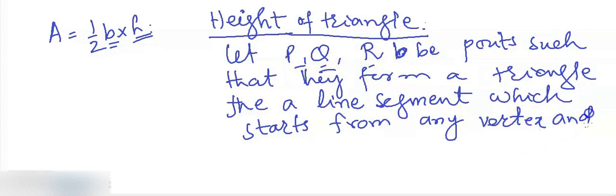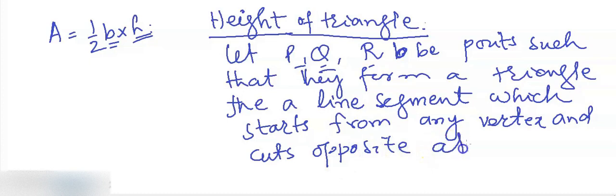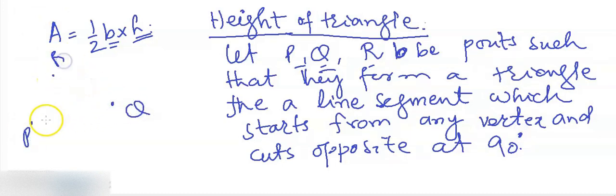and cuts the opposite side at 90-degree angle. So this is going to be this way. Let's say this is P, this is Q, and this is my, for example, R. Now if this is P, this is Q, and this is R, then any line, for example, that is starting from this R and is perpendicular to PQ is going to be height. When this is height, then PQ becomes base.